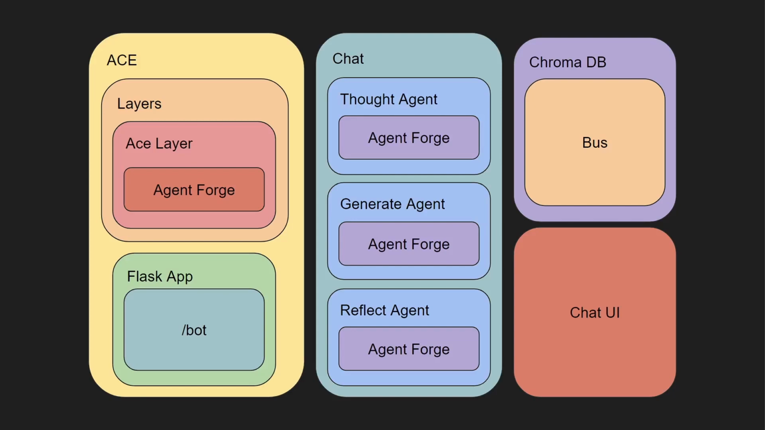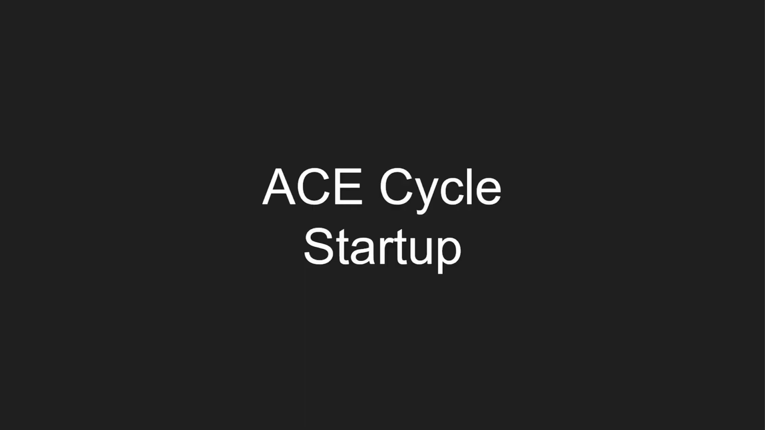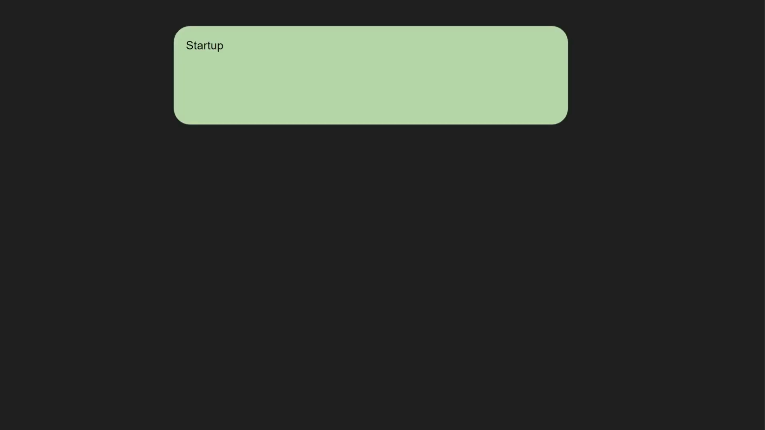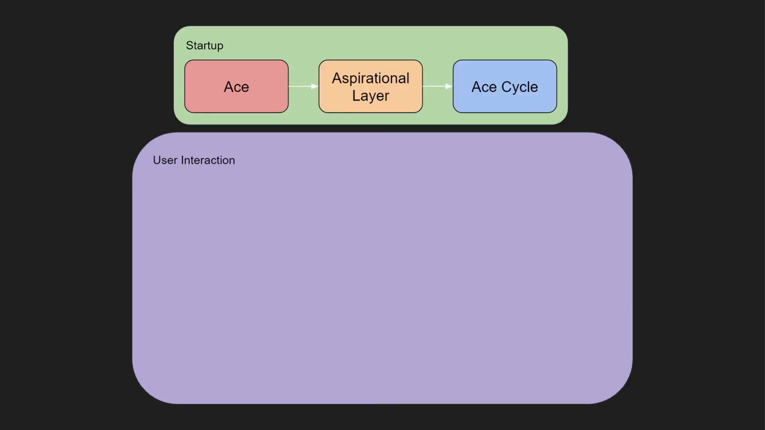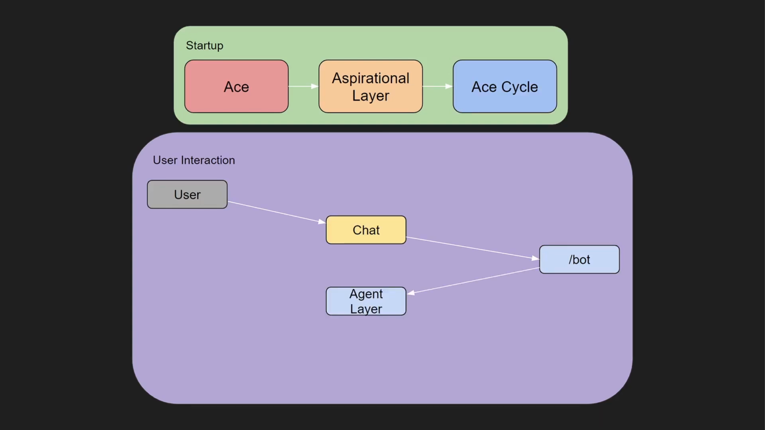Moving on to how the ACE cycle is started up, there are two ways that the ACE cycle can be initiated: either when the ACE module gets started up, or when the user interacts with the chat app. When the ACE module gets started up, it triggers the input update event in the top aspirational layer, which then starts the ACE cycle. When the user sends a message to the chat UI, the message gets routed to the bot endpoint. Then the bot endpoint directs the message to the agent layer, where the agent layer then goes through the ACE cycle. Once the ACE cycle completes, it then responds back to the initial user message.